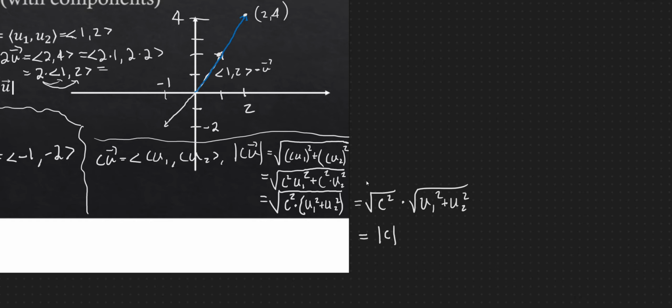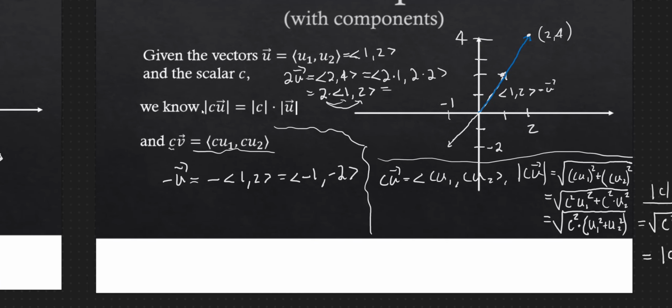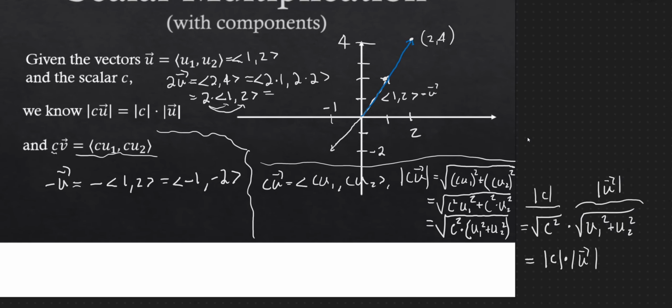And then this guy right here is the absolute value of c. And then this guy right here, well, that's the square root of u1 squared plus u2 squared. That's the magnitude of u. So what we get here is the magnitude of c times the magnitude of u. And that's exactly this result here. So scaling a vector scales the magnitude by the absolute value of the scalar. Pretty cool that we can prove that.